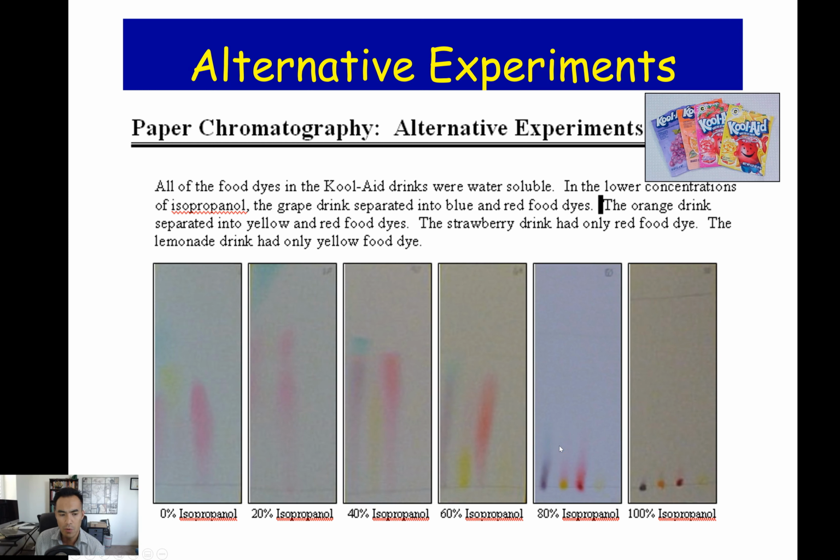And Kool-Aid drinks, for the most part, should be water soluble, which means that they are polar. If I take it in the lower concentrations, you can see that the grape drink separated into the blue and red dyes. And in 100% isopropyl alcohol, it did not. So what that tells me is that Kool-Aid, not only is it soluble in water, but if I were to choose what percentage I would use for taking a look at that separation, what I would look for is something that has lower concentrations.